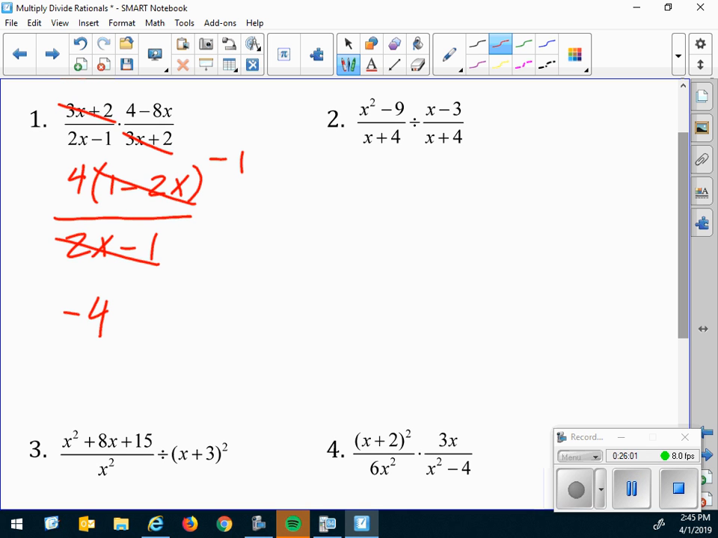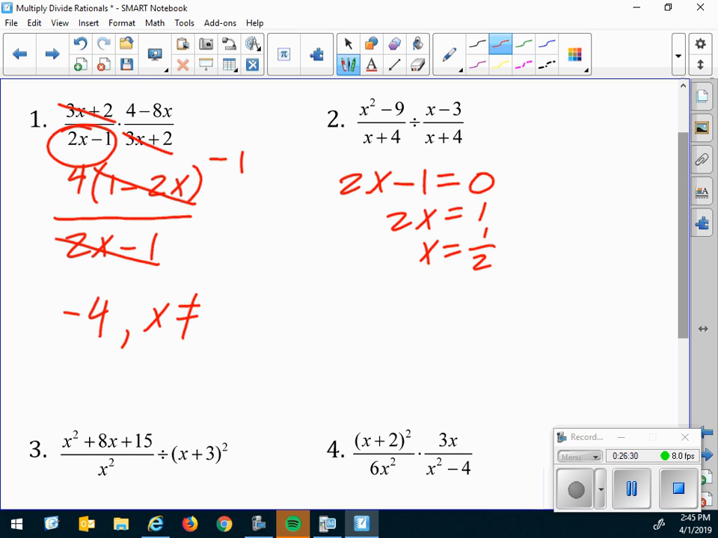Can you figure that out? What can x not equal? No? Let's look at this. If 2x minus 1 equals 0, what would x have to be? How would you solve this little equation right here? What would you do? Add 1 and divide by 2. A half, because half of 2 is 1 and 1 minus 1 is 0. X cannot be a half.